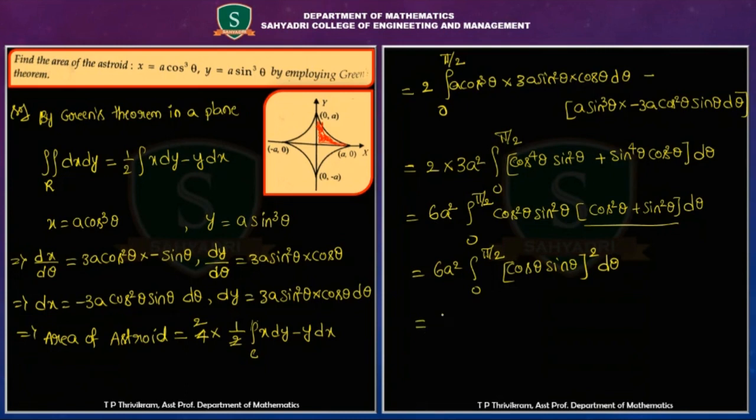So this one is equal to 6 a square integral 0 to pi by 2. How can you write this? Since we know sin 2 theta is 2 sin theta cos theta. This is a trigonometric identity, so you have to remember it.